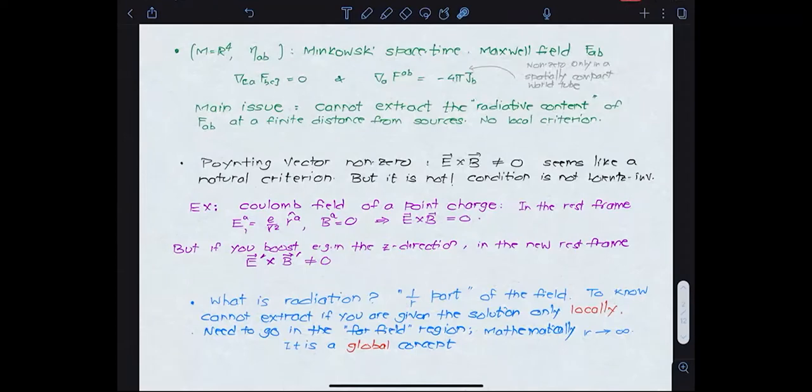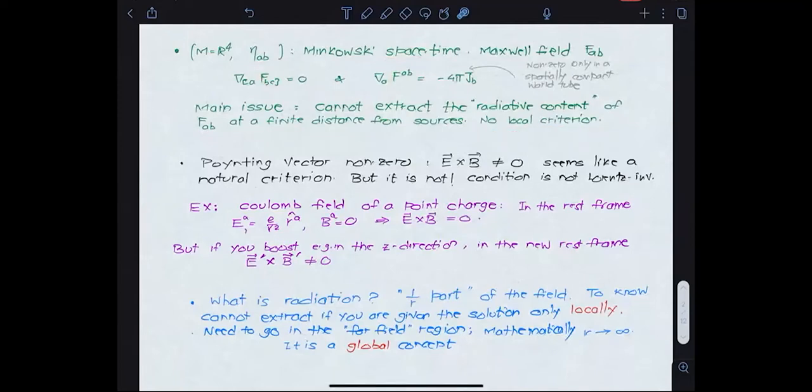So the main issue here is that we cannot extract what we mean by the radiation content of the Maxwell field at a finite distance from the sources. So there is no local criterion. This is a key point. There is no local criterion to know what you mean by electromagnetic waves or how much radiation there is in a given solution F_ab of Maxwell's equations. We cannot determine it locally.